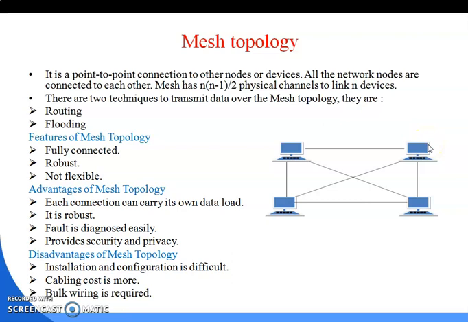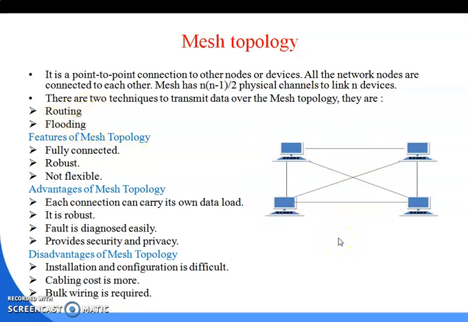So in mesh topology, this is a point-to-point connection. All computers are connected with each other. This computer is connected with this. All computers are connected with each other through different channels. Clear? Next, there are two techniques to transmit data over the mesh topology. They are routing and flooding. There are two technologies, the routing technology and the flooding technology.